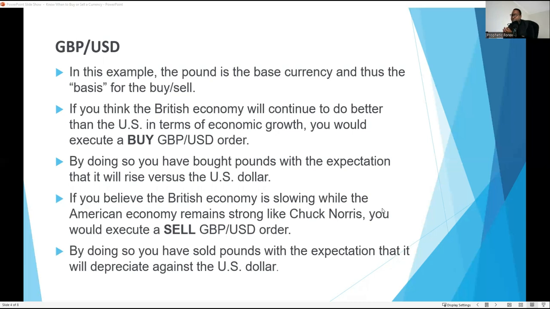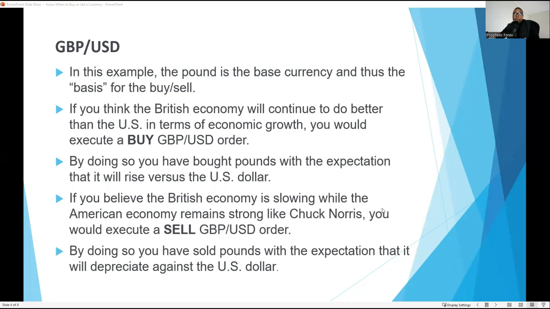And I just hope that you spot the pattern that we're talking about. If there's a strong economic country, and of course that results in the currency being strong, and hence strong compared to the other, then that results in us buying it if it's the base currency, and of course if it's the quote currency, then it will result in us selling it.